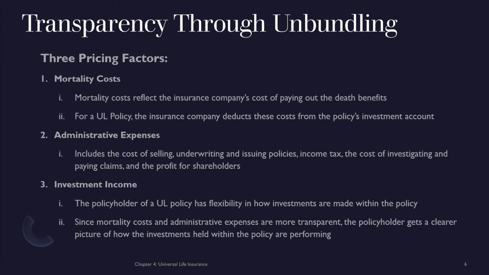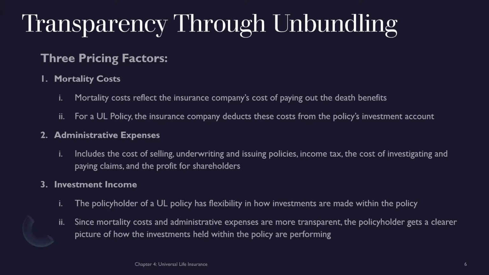For mortality costs, it reflects the insurance company's cost of paying out the death benefit. For a UL policy, the insurance company deducts these costs from the policy's investment account. Administrative expenses include the cost of selling, underwriting, and issuing policies, income tax, the cost of investigating and paying claims, etc.